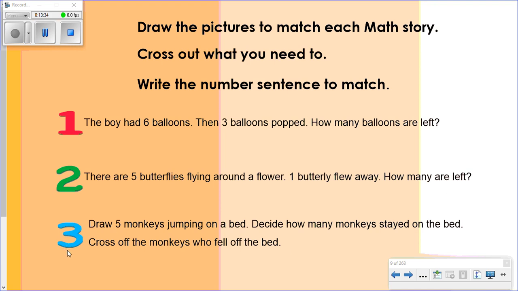And finally, number 3, draw 5 monkeys jumping on a bed. Decide how many monkeys stayed on the bed. Cross off the monkeys who fell off the bed. So you get to decide in this one how many to cross off, and then you would write your number sentence to match. If you don't have time to do the activity right now, you can always come back to this video and then do the activity at a later time.